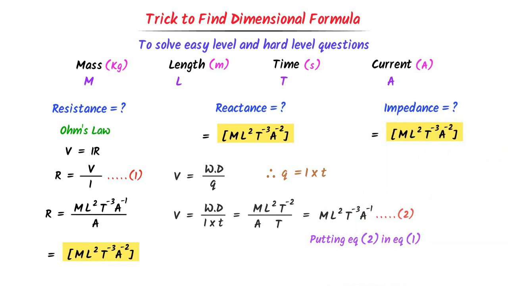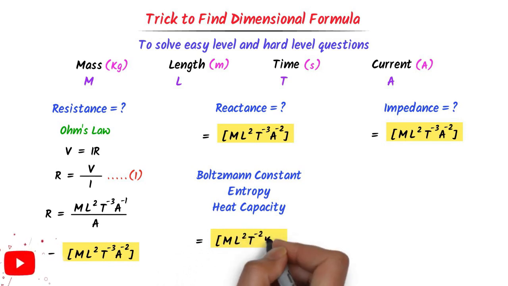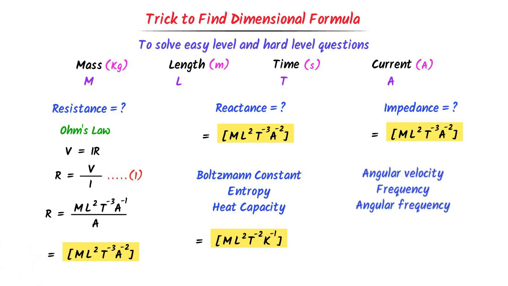Also remember that the dimensional formula of Boltzmann constant, entropy and heat capacity is mL squared t to the power negative 2 K to the power negative 1. While the dimensional formula of angular velocity, frequency and angular frequency is m to the power 0 L to the power 0 t to the power negative 1. Thus note down all these important dimensional formulas which will help you in any exam. I hope that you have learned this super easy trick.